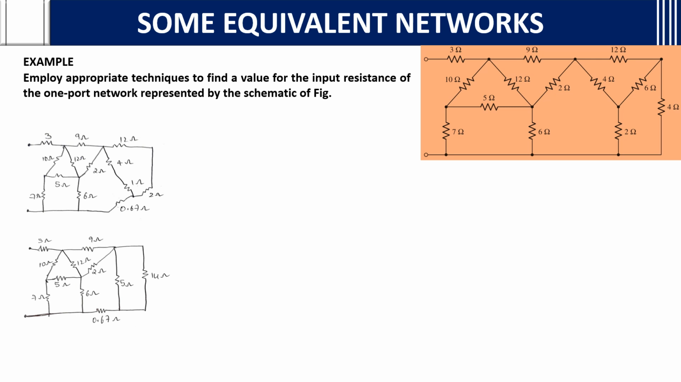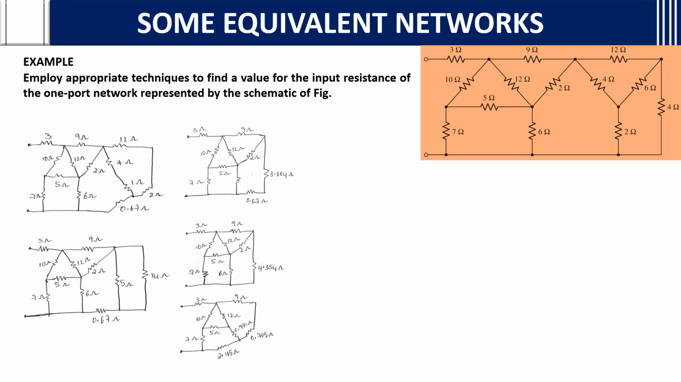Again, after getting that, these two are in series and these two are in series. So 12 plus 2 is 14, and this is 5 ohms. Again, 5 ohms and 14 ohms are in parallel. If you calculate that, you will get 3.684 ohms. Again, here these two are in series. If you add up, you will get 4.354 ohms. And the other network is the same. Again, it has come in this form here.